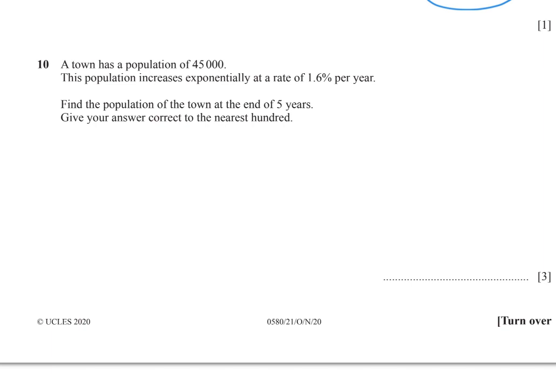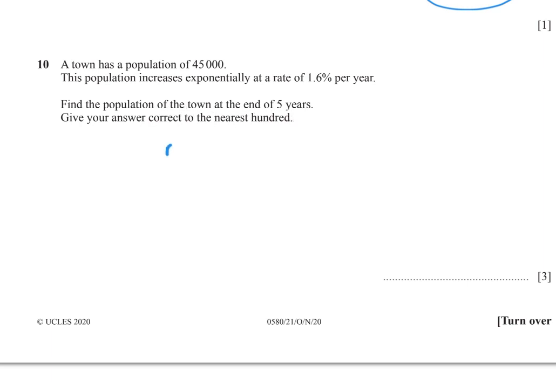Number 10. A town has a population of 45,000. This population increases exponentially at a rate of 1.6% per year. Find the population of the town at the end of 5 years.